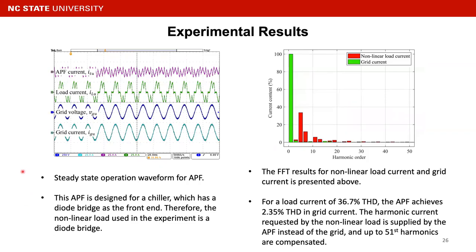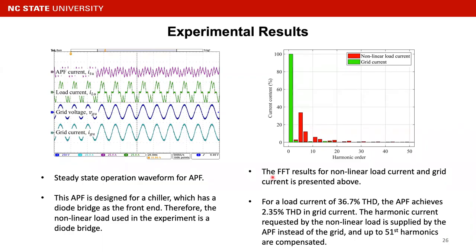And here's the experimental result. On the left is the waveform of the steady state operation. We have the active power filter current here, and also the nonlinear load current shown here, and also the very clean grid voltage and grid current. This active power filter is designed for a chiller, which has a diode bridge as the front end. Therefore, the nonlinear load used in this experiment is a diode bridge, thus this very distorted load current shape.